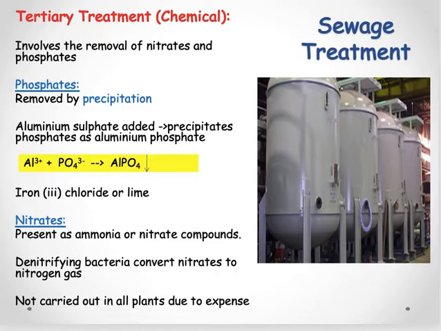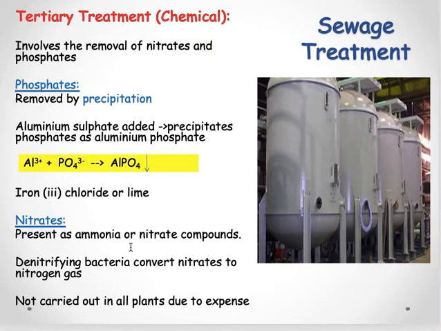Now, some treatment plants have a tertiary treatment, which is a chemical treatment, and it centres around the removal of nitrates and phosphates. So the phosphates are removed by precipitation, and that is brought about by adding aluminium sulfate, and then the aluminium sulfate actually forms phosphate of aluminium, and that aluminium phosphate is a precipitate. It's not soluble in water, so it precipitates out. You can also bring about a similar process by adding either iron 3 chloride or adding lime.